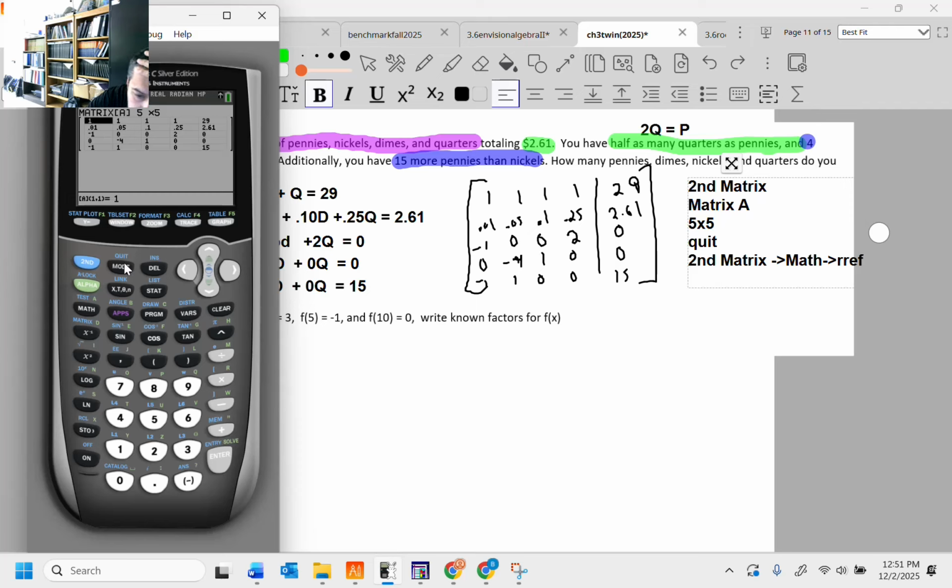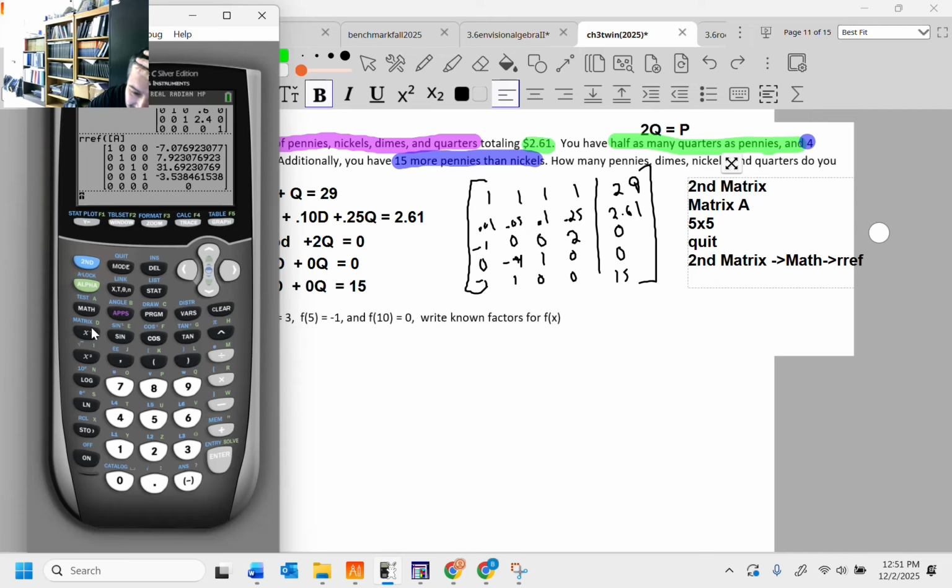So I'm going to hit quit. Second matrix, math, double REF. You know where that's at. It's 2 below something. And evidently I have a typo somewhere.